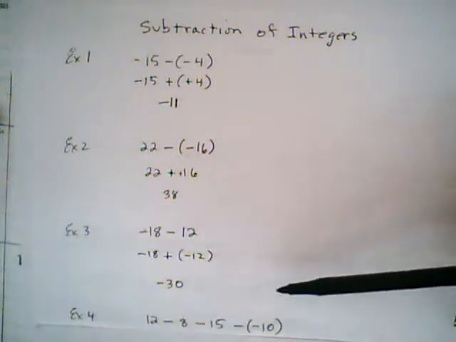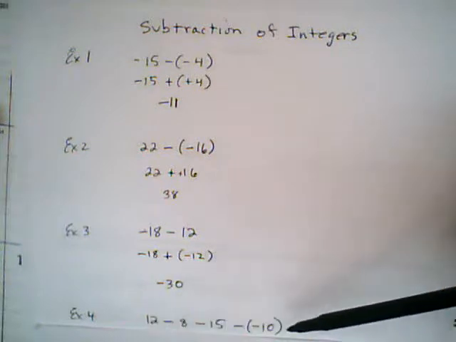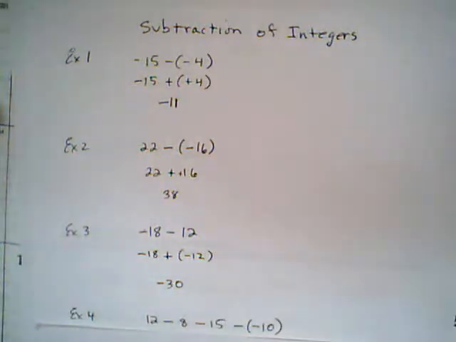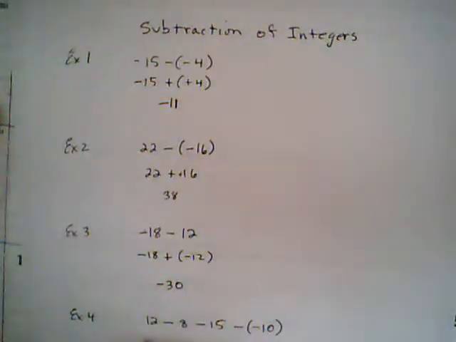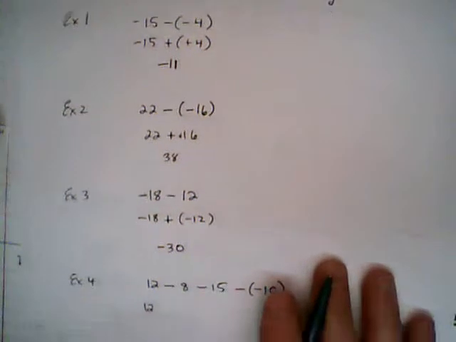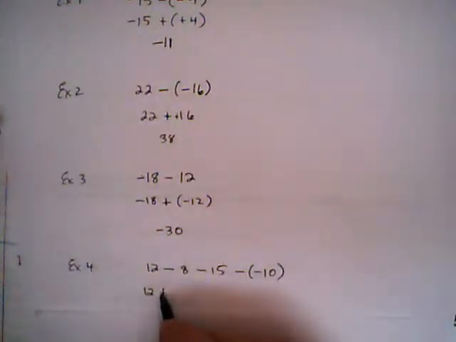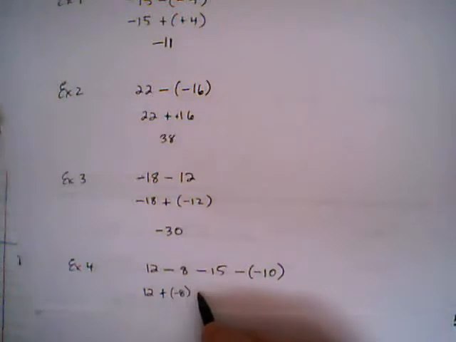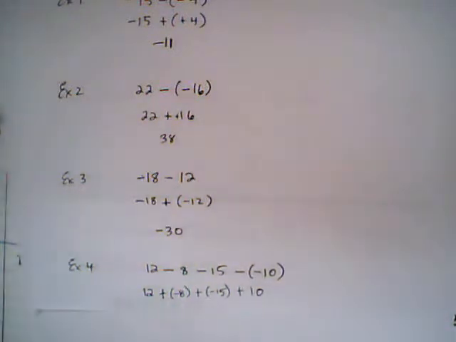For the last example, we've got several numbers that need to be subtracted here. We can work left to right, or we can change the whole problem to addition, which is what I'm going to do. I'm going to write this as 12 plus a negative 8 plus a negative 15 plus 10. Notice that sign changed to a positive, and I didn't write the positive 10. I usually don't write positives in front of positive numbers unless I'm trying to emphasize it.